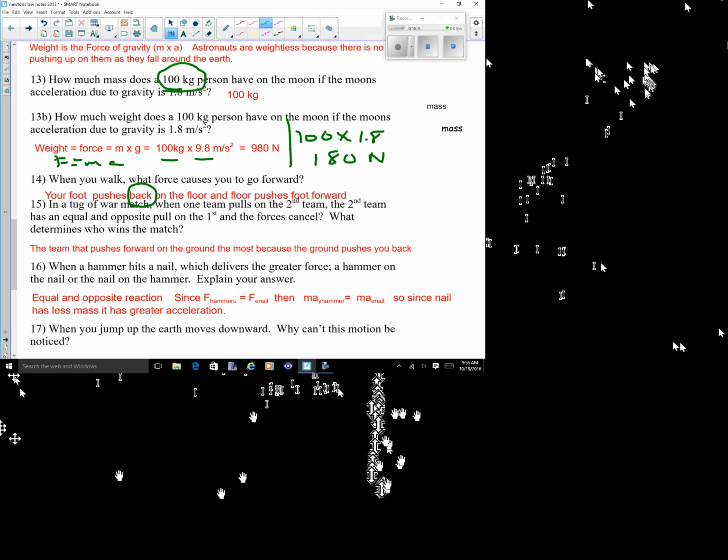Same thing in a tug-of-war match. When one team pulls on the second team and the second team has an equal and opposite pull on the first team, it seems like, well, heck, there's no way for a team to ever win.